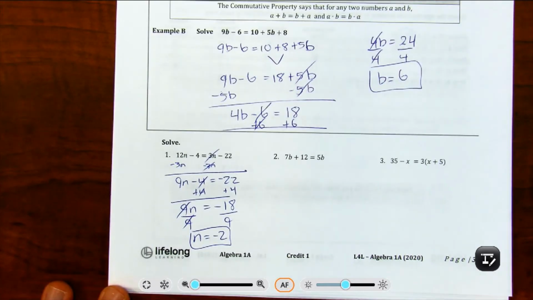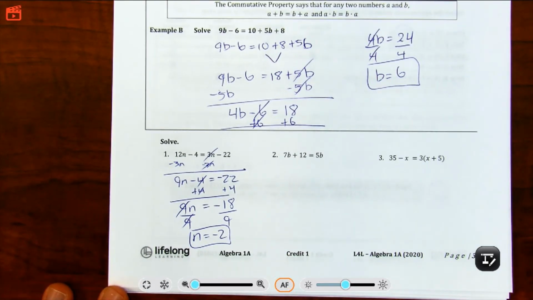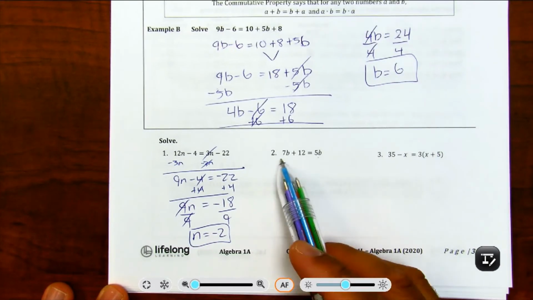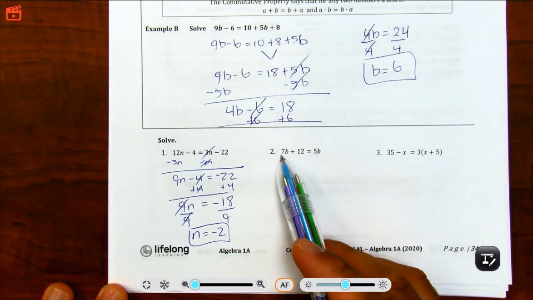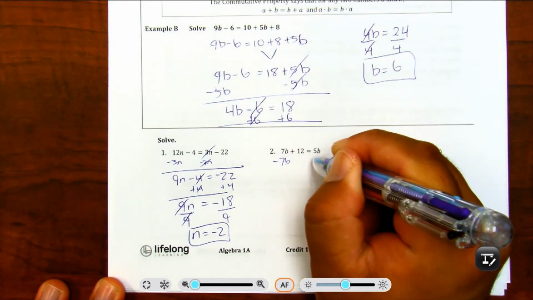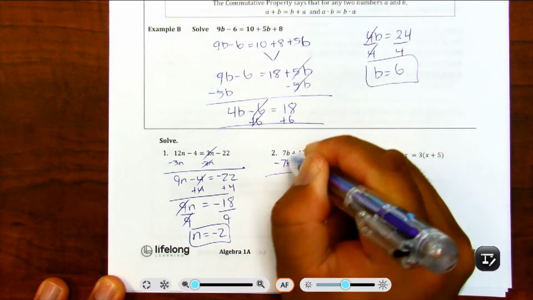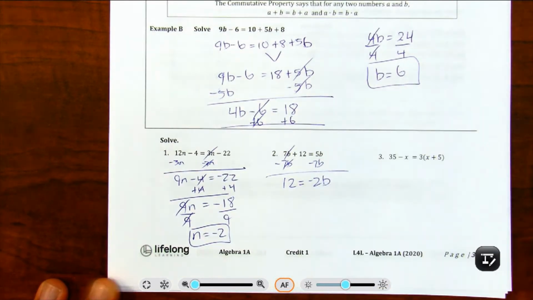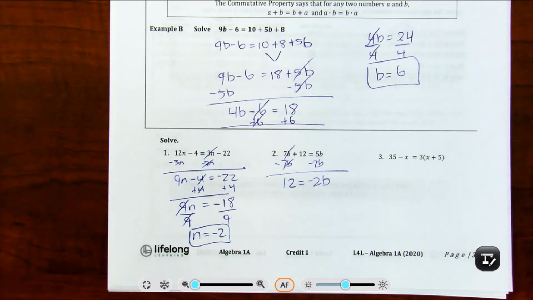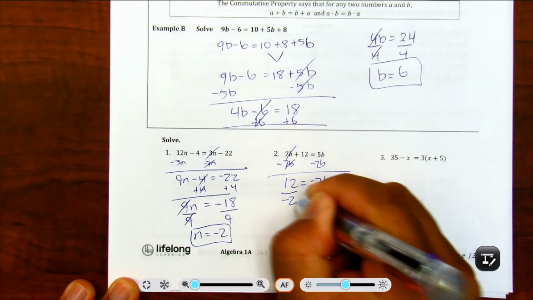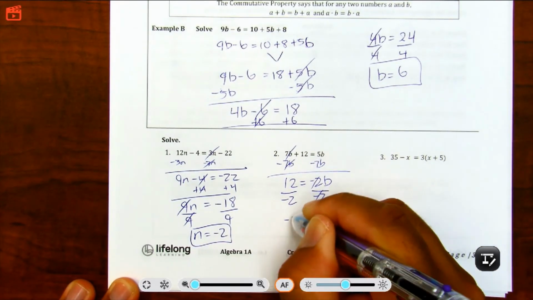For number 2, you have a 7b and a 5b. You want to move the variables to the same side, so I'm going to move the 7b to the right side. I'm going to subtract 7b here. So I have 12 is equal to negative 2b, because 5 minus 7 is negative 2. Divide both sides by negative 2, and you get a negative 6 is equal to b.